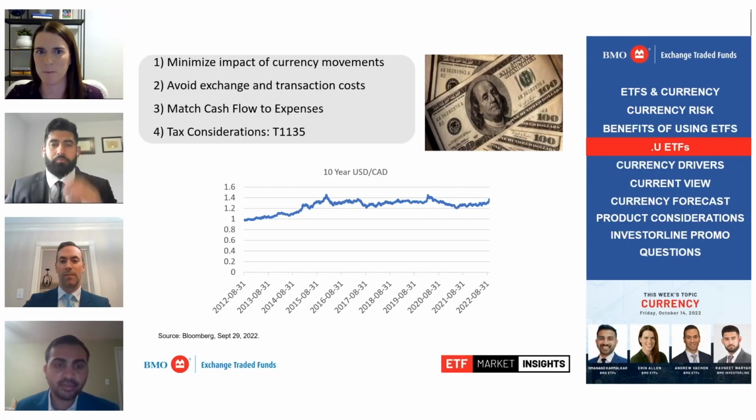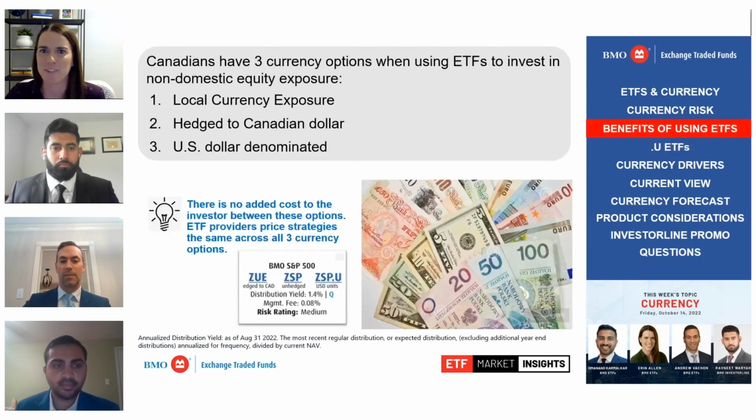That's perfect. Thanks. So yeah, for snowbirds or for people who are affected by a U.S. estate tax and the burden of that T1135, these are great options for investors, and a good thing to consider there. Okay, Andrew, let's summarize what the different currency options available to Canadian investors in terms of ETFs are before we get into some of the other considerations.